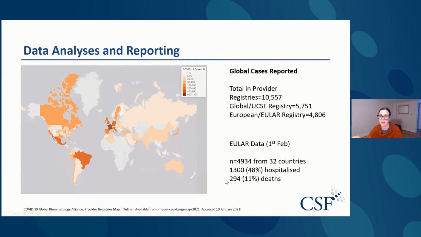So I talked about that bias within this database, and here's our data cut from the 1st of February from Europe, where you can see that of the 5,000 patients, 32 countries, 48% of these patients had been hospitalized, and 11% of the patients had died. And we know from other population data sets that these are much higher than the general population and represent a bias rather than poor outcomes among our populations.